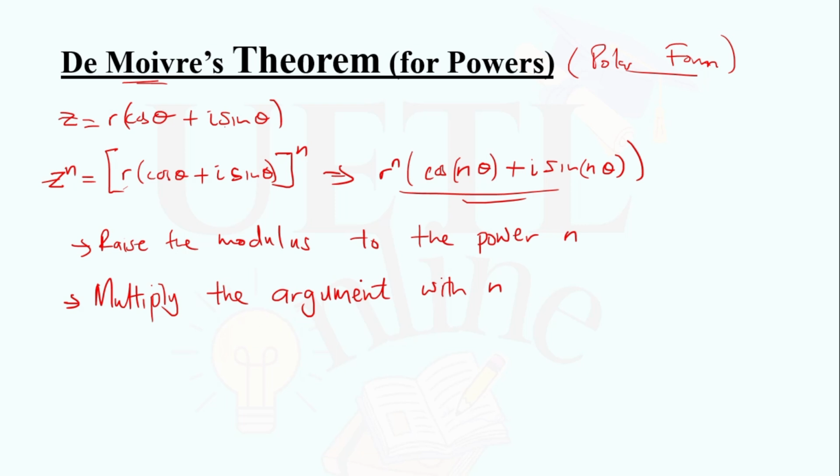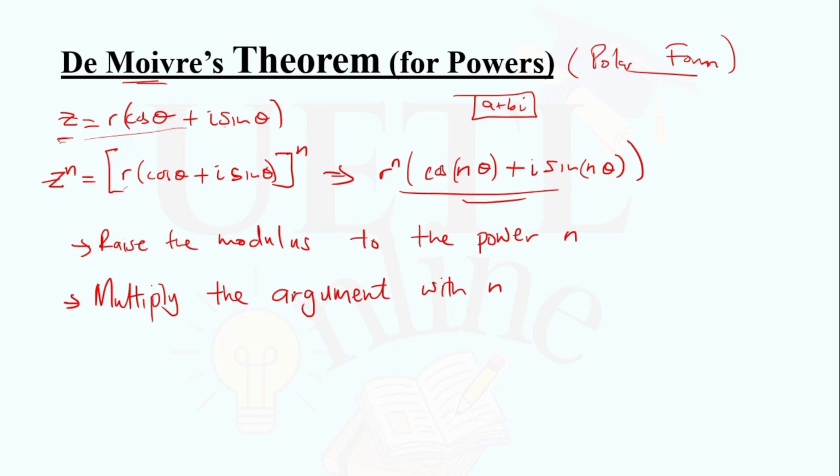So these are the two things you have to follow. It is very, very easy. Given your z in the form a plus bi, if you change it to polar form, you can easily find it to any power. You raise the modulus to the power n, and then multiply the argument by n. So this is it on finding the powers of complex numbers using De Moivre's theorem.